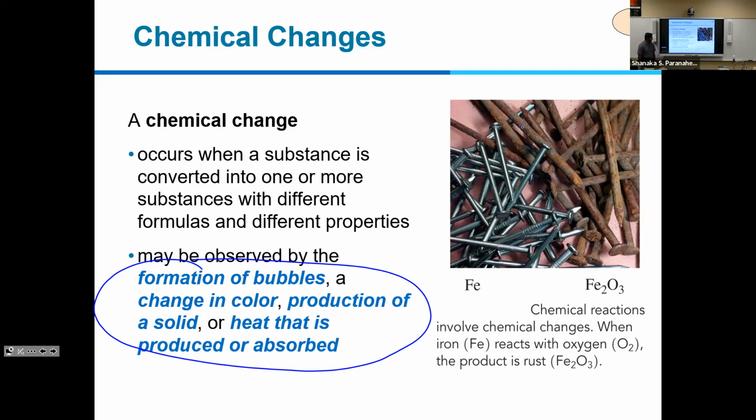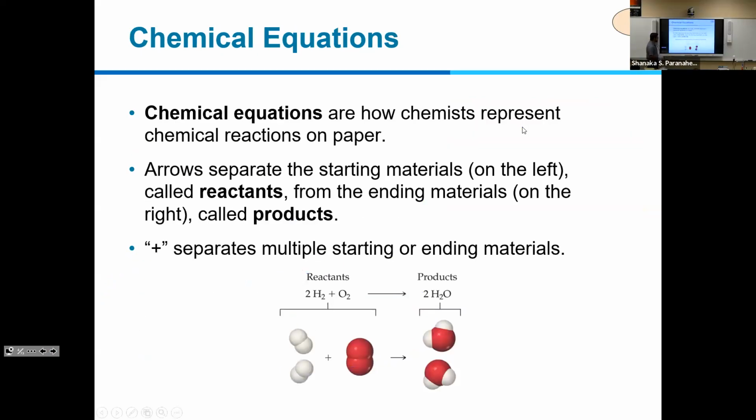The next one is production of a solid. When you mix two liquids, let's say one of the new products is insoluble in the solvent, then it will precipitate. Those are insoluble solids. That's another indication of a chemical reaction. Also, some reactions release heat to the environment and some reactions absorb heat. The change of heat or change of temperature is another indication of a chemical reaction. In addition to that, acid bases are chemical reactions.